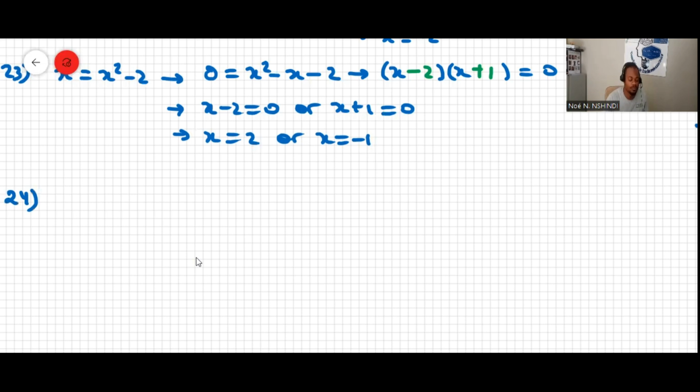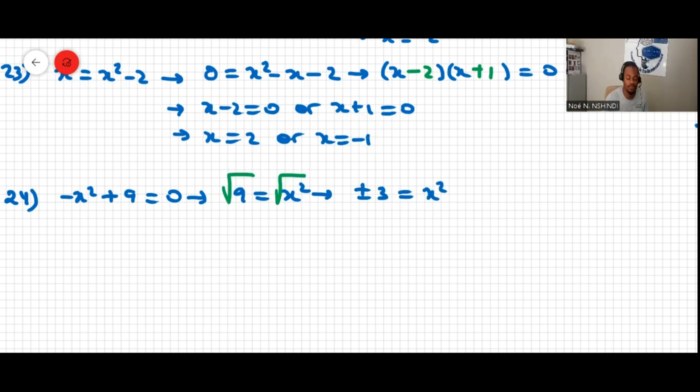And 24, -x squared plus 9 equals 0. What does this mean? We can move the -x squared over, and then that will be 9 equal to x squared. Then we can square root both sides. We square root here, we square root there. And then this will be plus minus 3 equal to x, or just x equal to plus minus 3.